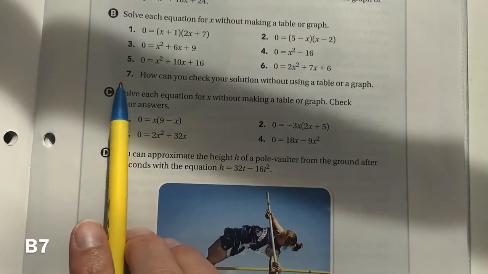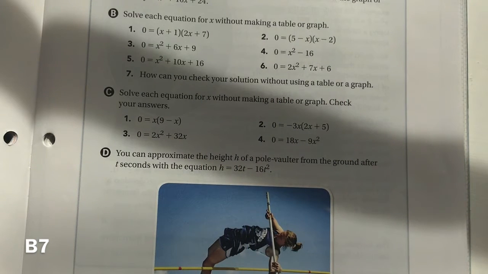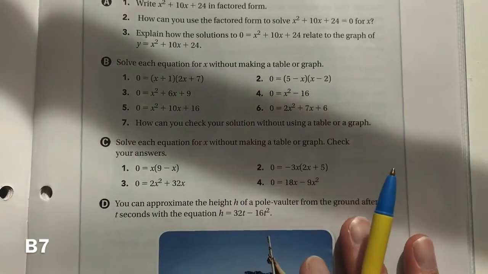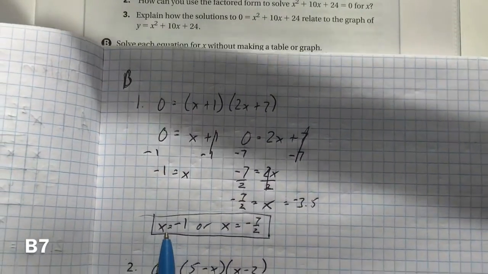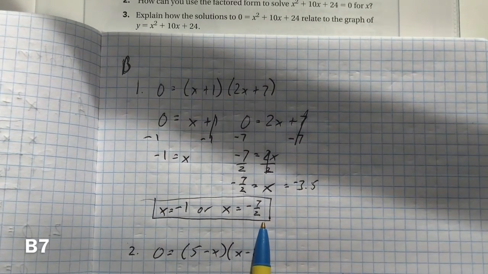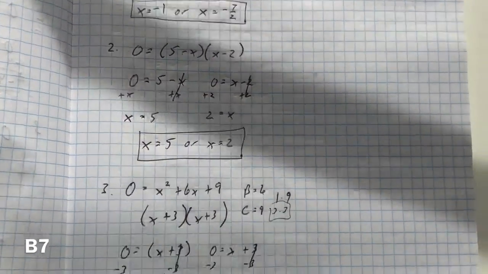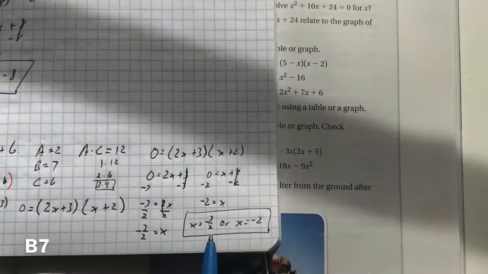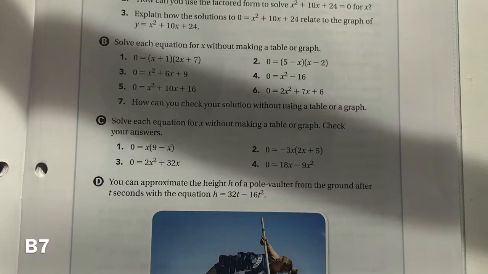All right, B7. How can you check your solution without using a table or a graph? Well, this kind of goes back to what we just did up here on problem 3, explain how the solutions relate to the graph. What we would do is go back and plug in those values for all of these answers. So we don't have to do that. What we could do is, for B1, plug negative 1 and negative 7 over 2 in for this function, and that would work. Or we can plug in 5 and 2 into this function, and it would work. Or negative 3 in here, and it would work. Or 4, negative 4, or negative 2 and negative 8, or negative 3 over 2 and negative 2. In all those cases we would get 0, and that's how we would know our answer is correct.